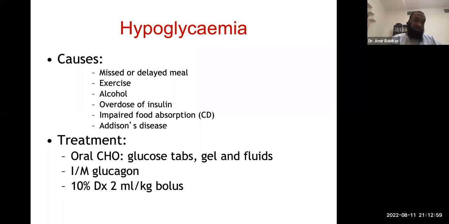So treatment is oral carbohydrates like glucose tablets or gel or fluid. If you don't have these, then you can use dates or honey in the buccal area. You can give this, and it will be very efficient in absorption, and it's a high glycemic type of carbohydrate. IM glucagon should be prescribed for patients for emergencies until the ambulance takes them to the emergency room. And then when they arrive, or during their journey to the ER, the ambulance can give 10% dextrose 2 ml per kilo bolus.